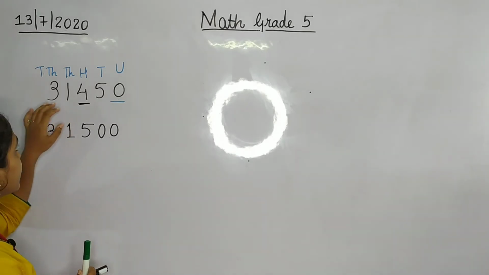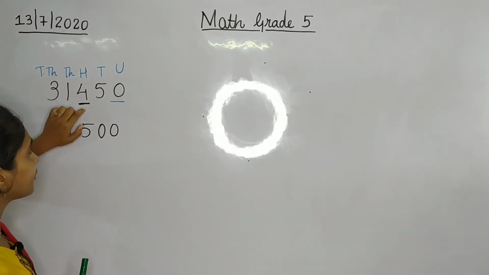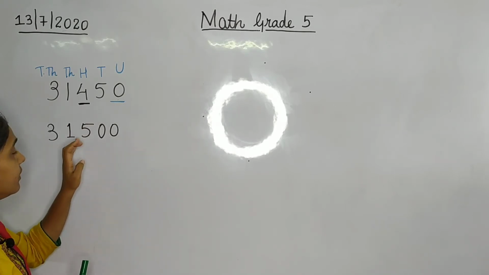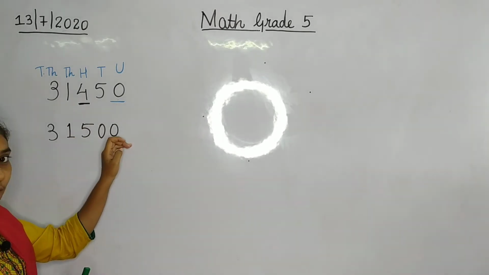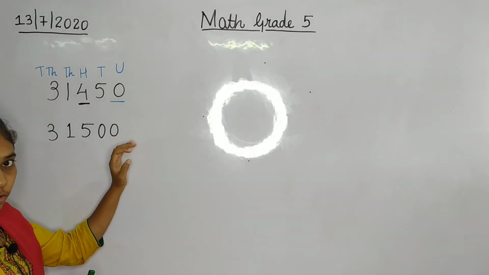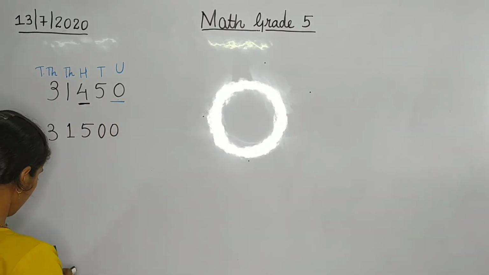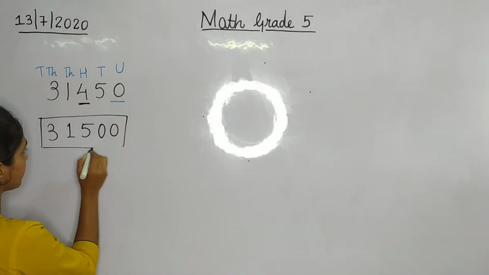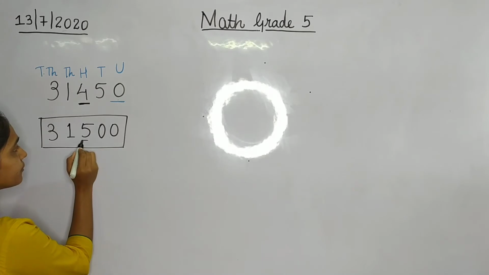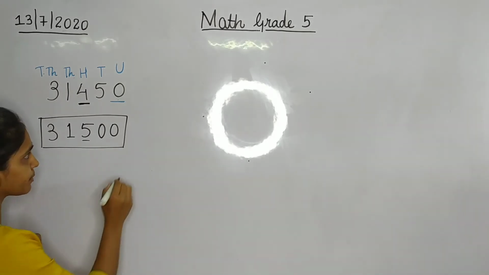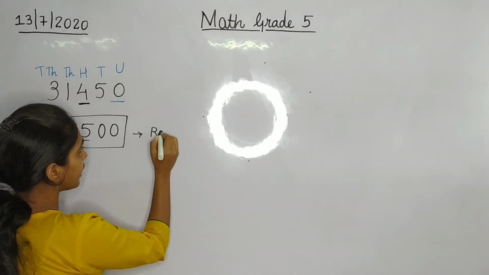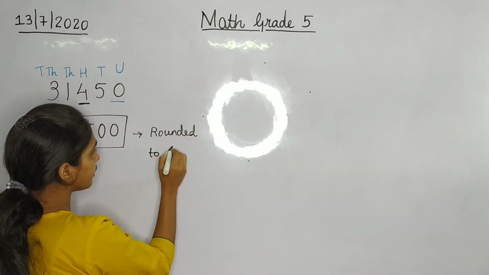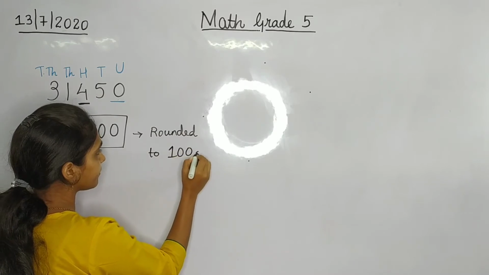If we are rounding off this number to its hundreds place, then the numbers after the hundreds place will all be 0, 0. So this is our rounded off number, rounded to the hundreds place.